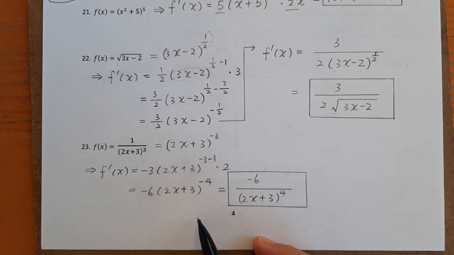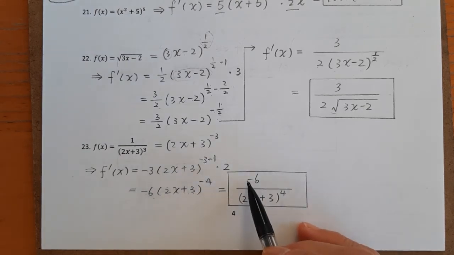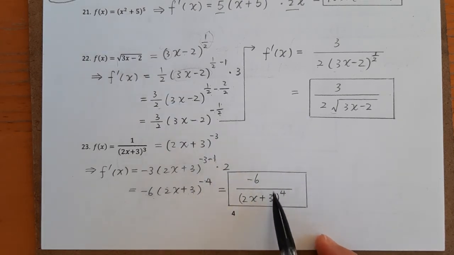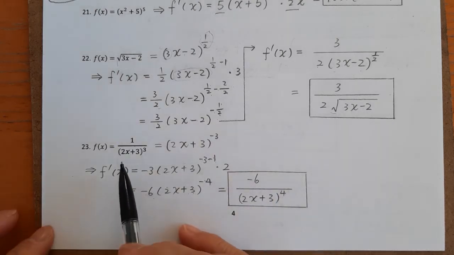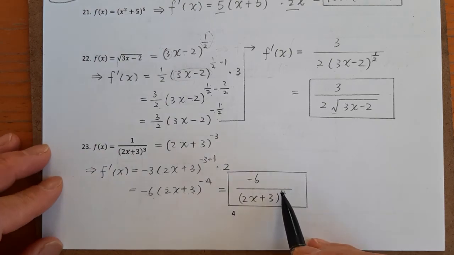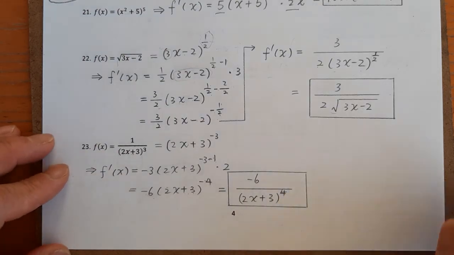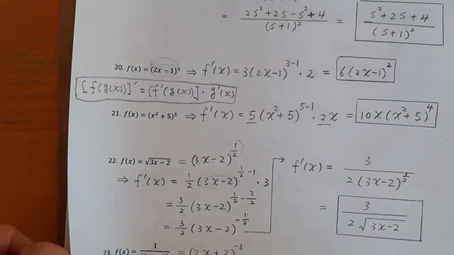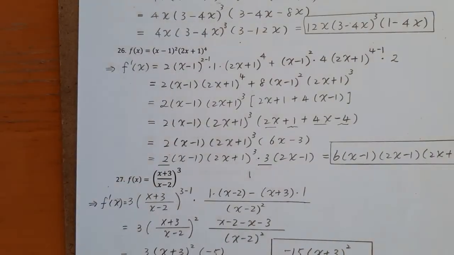Then bring down to the denominator. Negative 6 is still on the numerator. This negative 4, bring down to the denominator, becomes positive 4. Because we don't leave the answer with a negative exponent, we bring it down to the denominator, using the negative exponent rule. Next question.